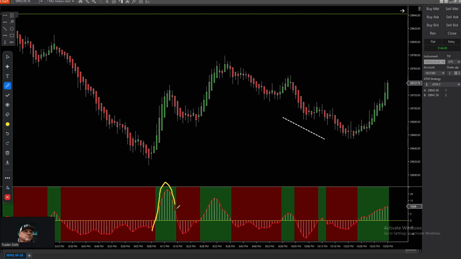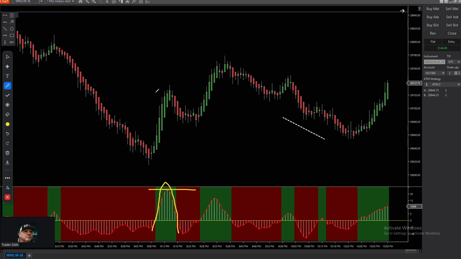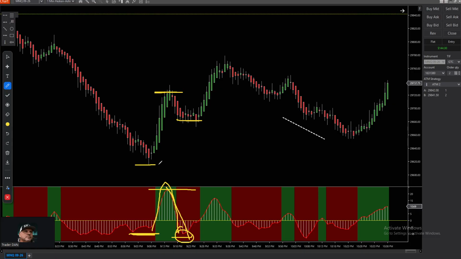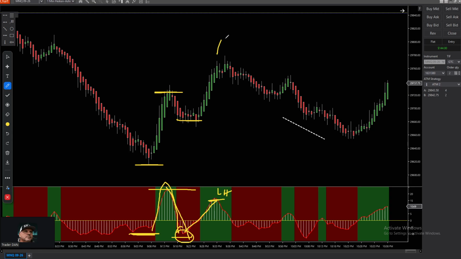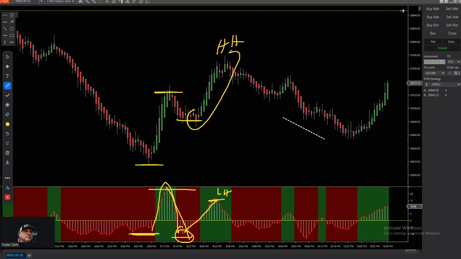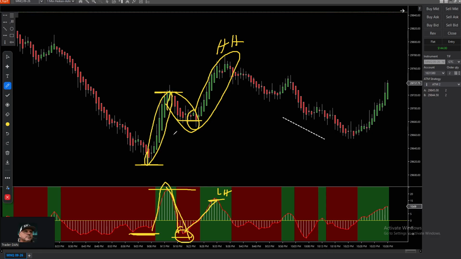So price pushed up and put in this high right here. Price pulled back. This price swept this low, but it didn't sweep this low. And then it pushed back up, making a lower high here and a higher high here. What does that mean? This is divergence. This is also an ABC swing. An A, B, C, D swing.